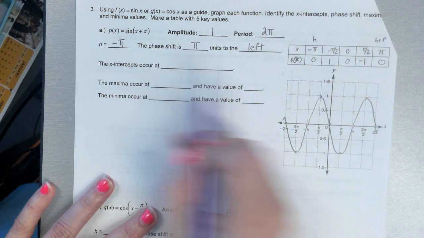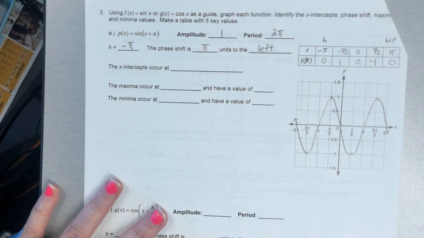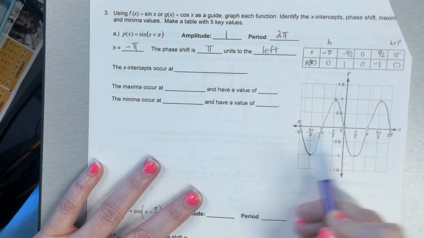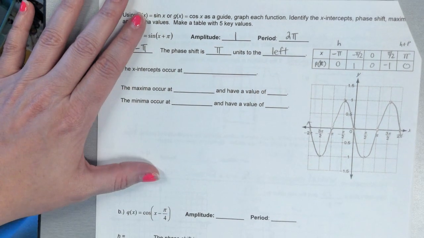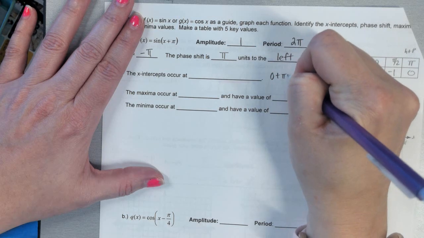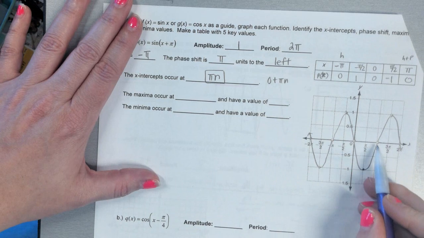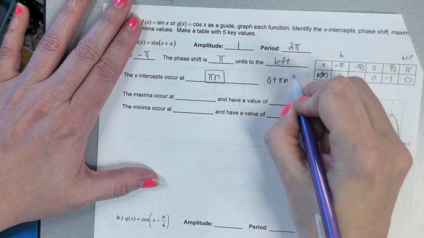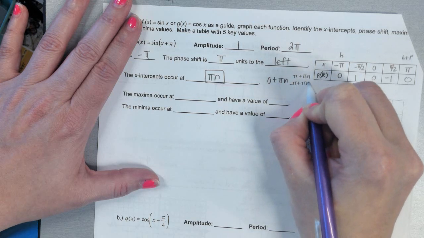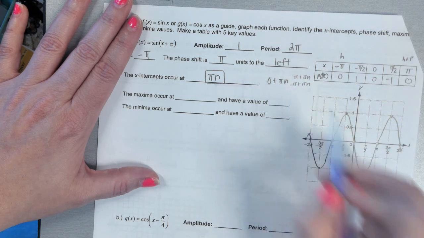Notice how I do this graph, now I'm going here. So your x-intercepts occur at, pick any one of your x-intercepts that are on your chart. You can pick any of these 5. I usually pick the 0, so it's 0 plus pi n, which would just be pi n. Okay, you could also do, here's another x-intercept. You could do pi plus pi n. You could do negative pi plus pi n. Okay, any of those are fine. Any of those are acceptable.